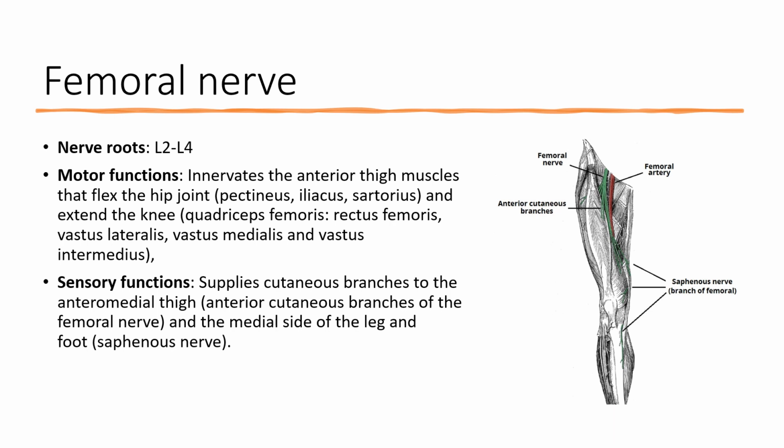Now, sensory function. The sensory function of the femoral nerve includes the anterior cutaneous branches to the anteromedial thigh, and to the medial side of the leg and foot through the saphenous nerve. So, motor function: it innervates all the muscles of the anterior compartment of the thigh. Sensory function: it innervates the anteromedial thigh and the medial side of the leg and the foot via the saphenous nerve.